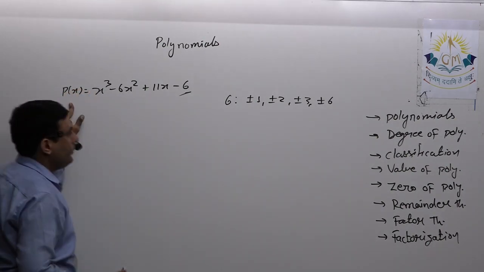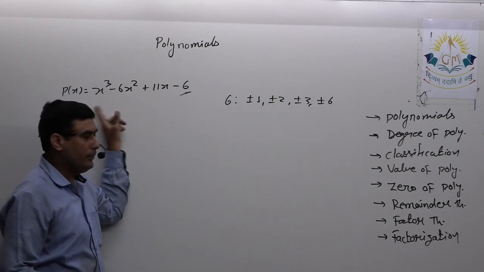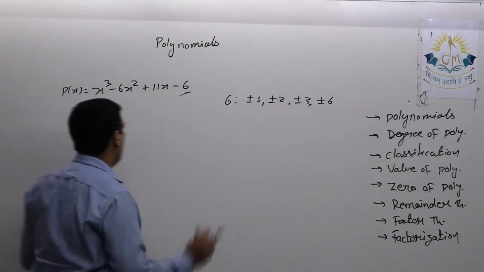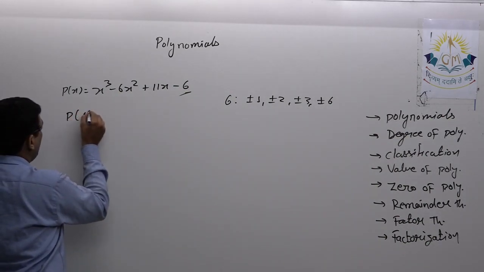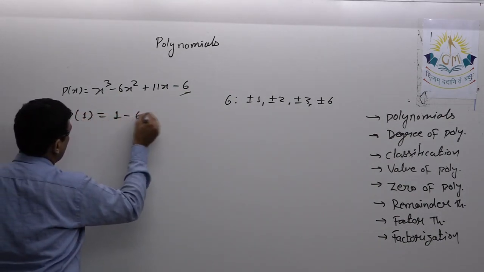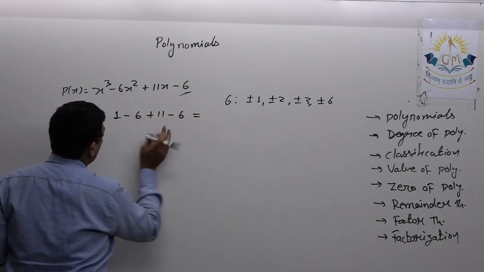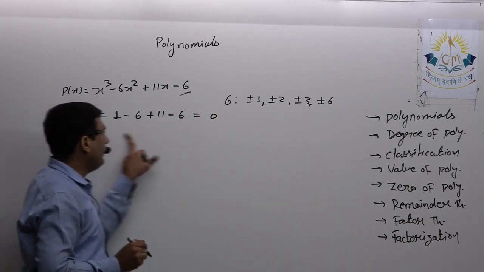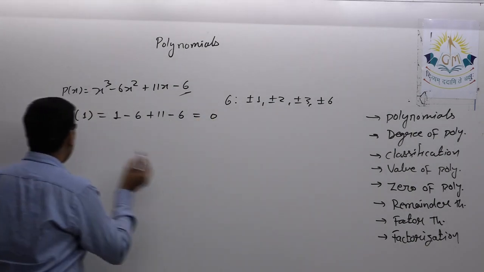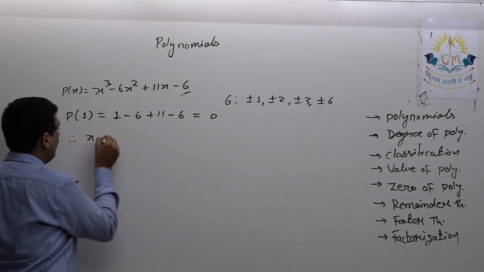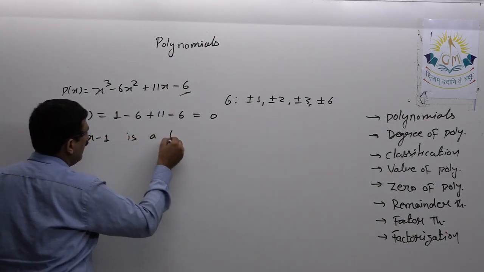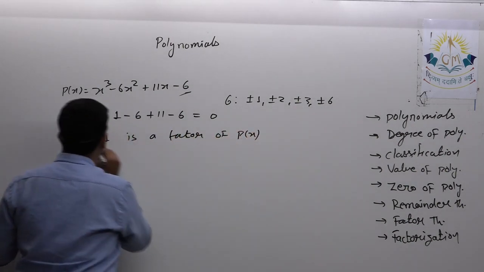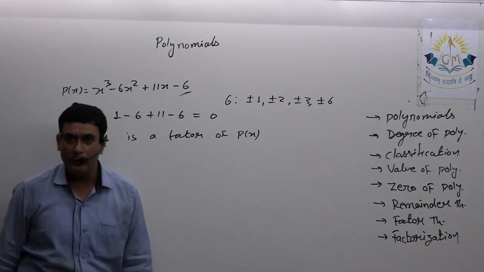That means either p of 1 will be 0, or p of minus 1 will be 0, or p of 2 will be 0, or p of minus 2 will be 0, and so on. So let us see, if I find p of 1, this will be 1 minus 6 plus 11 minus 6. 1 plus 11 is 12, minus 12 is 0. So here I got p of 1 equal to 0. As p of 1 is equal to 0, therefore x minus 1 is a factor of p(x). I got one of the factors of the polynomial.